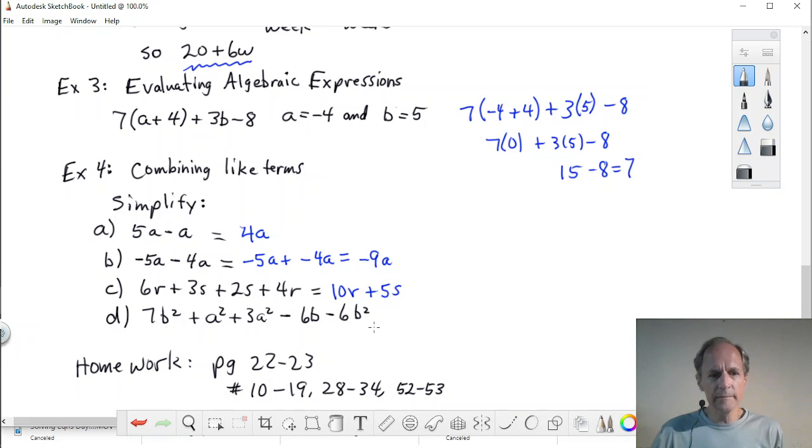Okay, and the last one, 7b squared plus a squared plus 3a squared minus 6b squared. Be a little careful with this one. 7b squared. Okay, the like term for that, the only one is this negative 6b squared, right? They have the same variable to the same power. These others have different variables or different powers. So that is b squared. a squared and 3a squared are like terms, right? So that's 4a squared.